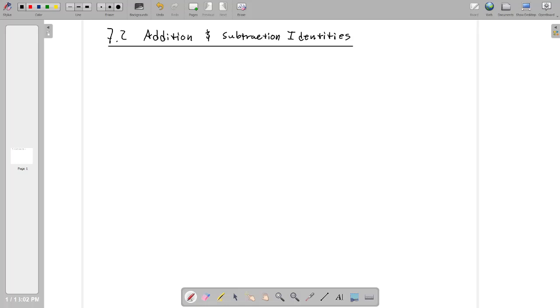Today we're going to talk about addition and subtraction identities. Let's go ahead and start with a derivation of the cosine addition formula. When we say addition and subtraction identities, what we mean is that we're adding two angles in the input of sine or cosine or tangent.